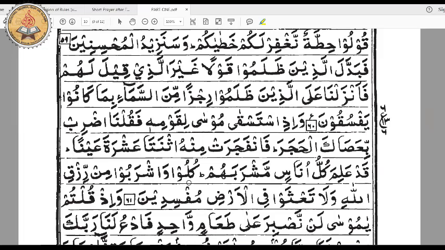Make sure here that you don't elongate the kaf here unnecessarily. So it's kulu washrabu. Ku. You have to keep that really short. Ku. Ku. Good. Well done. Kulu washrabu.